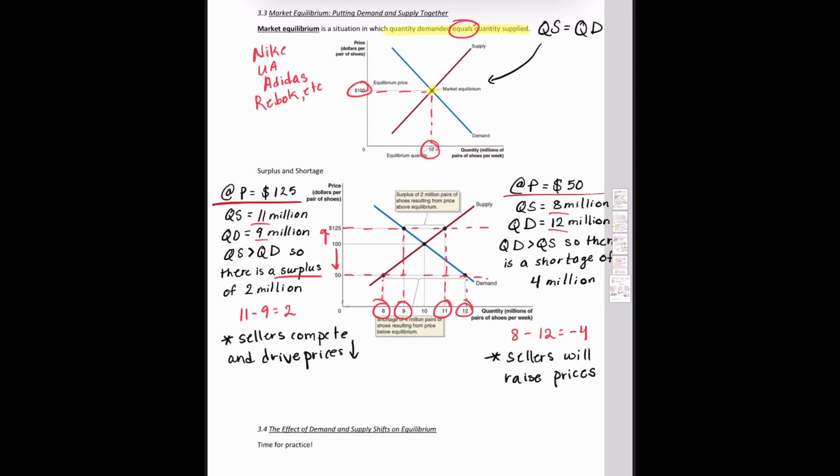Okay. Finally, 3.4, the effect of demand and supply shifts on equilibrium. I'm not going to talk too much about this, but now it's time for you to practice. Look at those worksheet pages that I posted in the Chapter 3 module. I'm not going to make the answers available just yet. I want you to have some time to go ahead and practice that on your own.